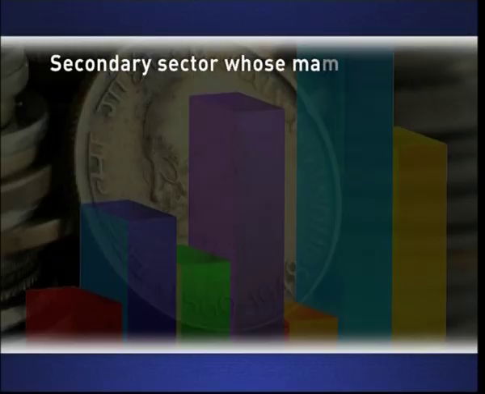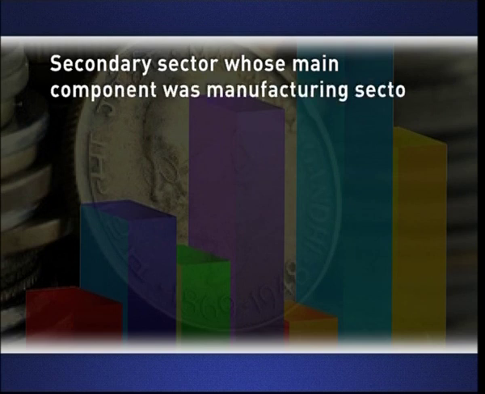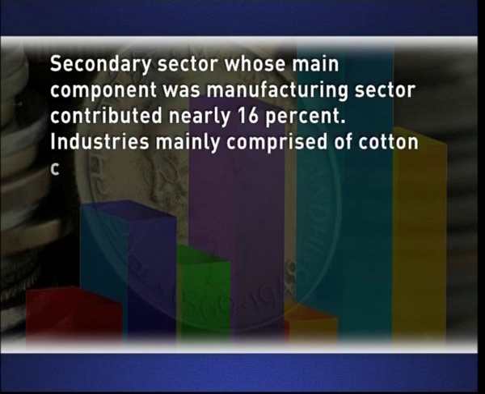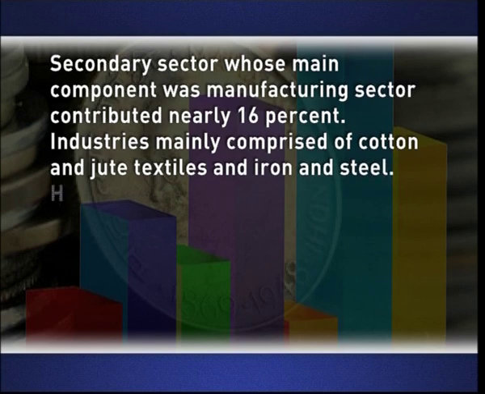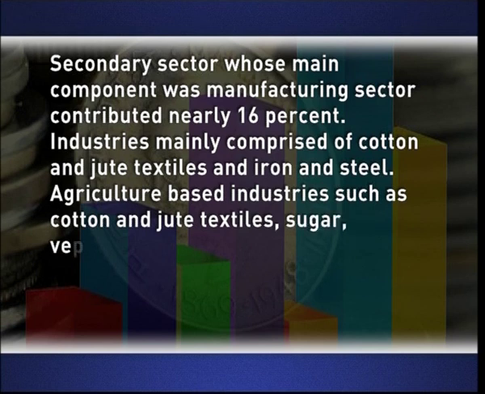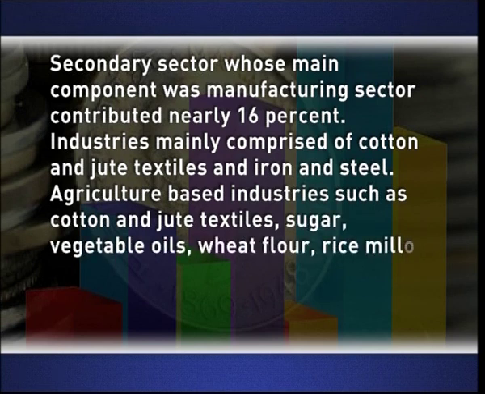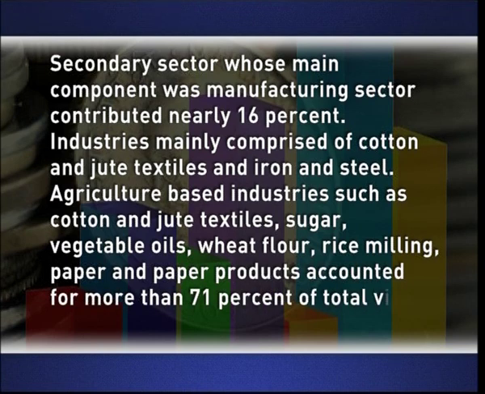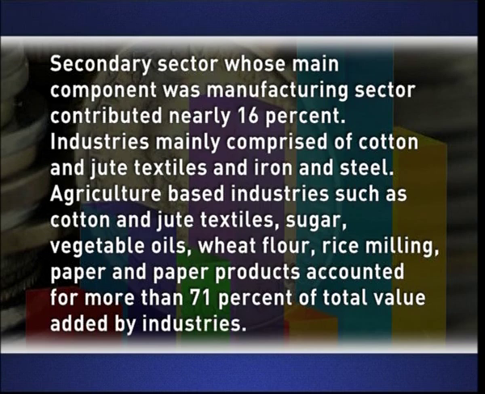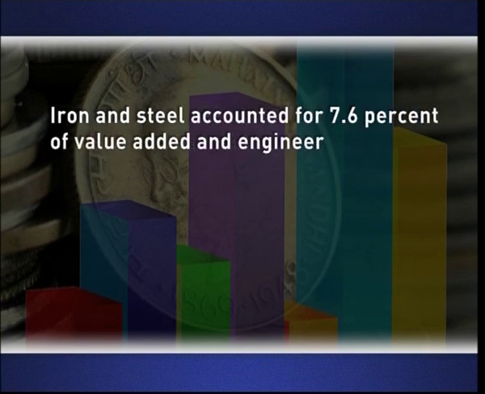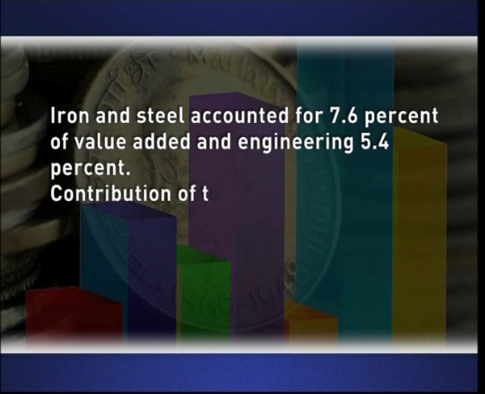Secondary sector, whose main component was manufacturing sector, contributed nearly 16%. Industries mainly comprised of cotton and jute textiles and iron and steel. Agriculture-based industries such as cotton and jute textiles, sugar, vegetable oils, wheat flour, rice milling, paper and paper products accounted for more than 71% of the total value added by industries. Iron and steel accounted for 7.6% of value added and engineering 5.4%.